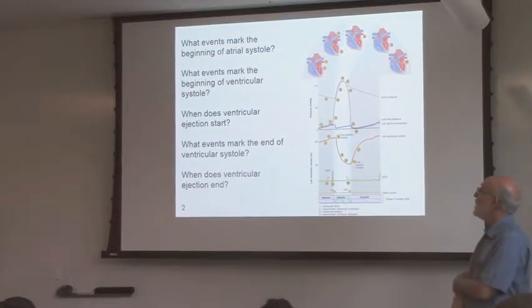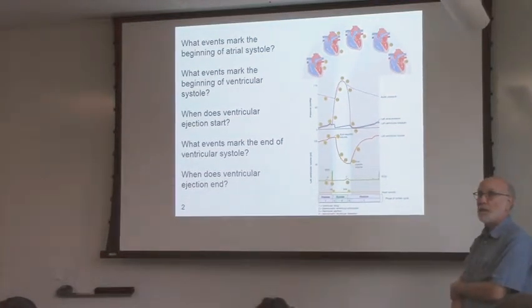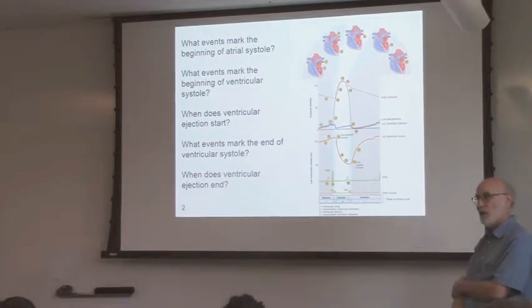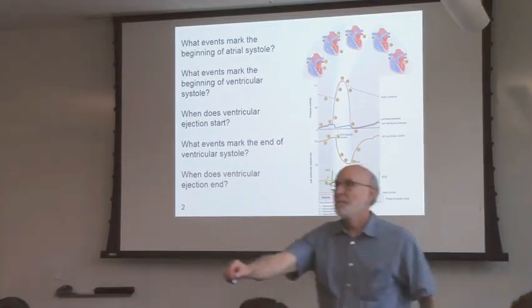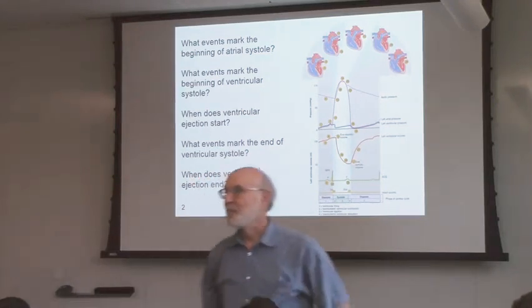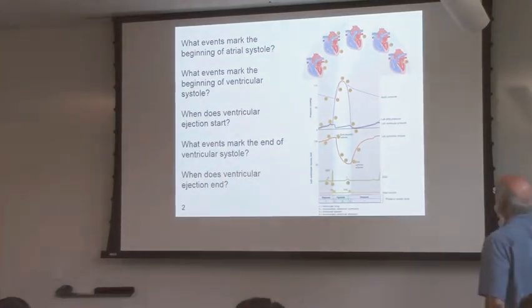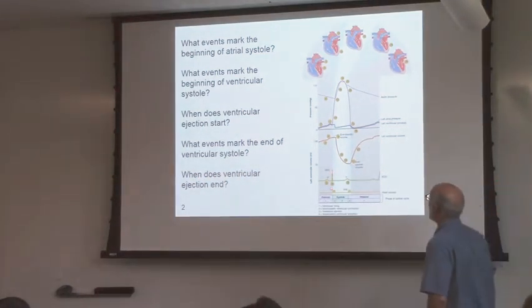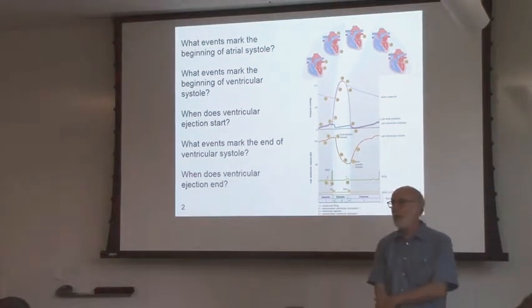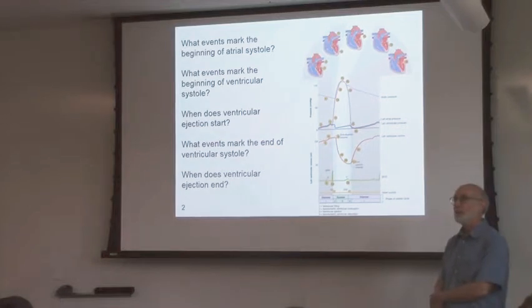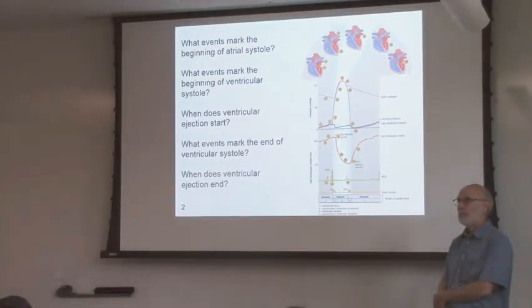What events mark the beginning of ventricular systole? Now we're talking about ventricular systole, the beginning of ventricular systole. Matt? The focal point. The QRS complex. The QRS complex represents on the electrocardiogram the beginning of ventricular systole. There's more.